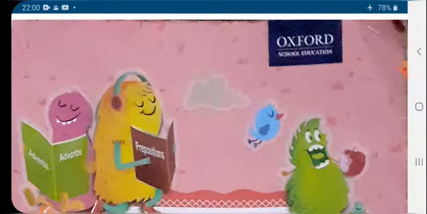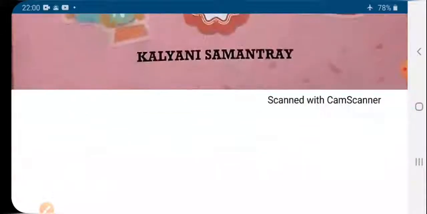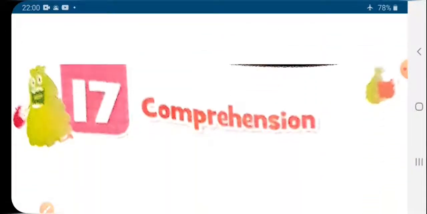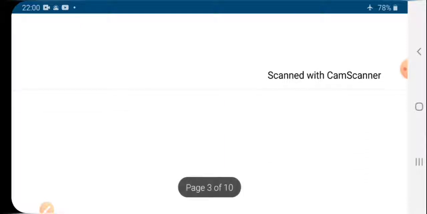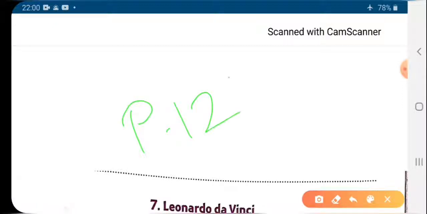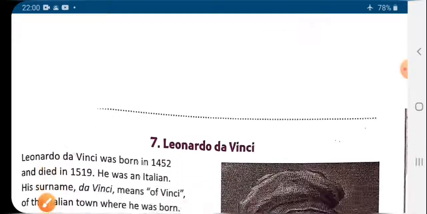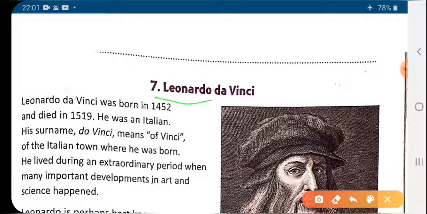Today we are going to do a comprehension in our English grammar book, chapter number 17, and you have to open page number 121. Page number 121 in your English grammar book. And this is your comprehension number 7, and the name of the comprehension is Leonardo da Vinci.